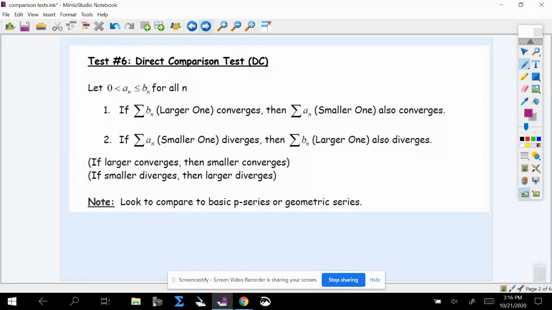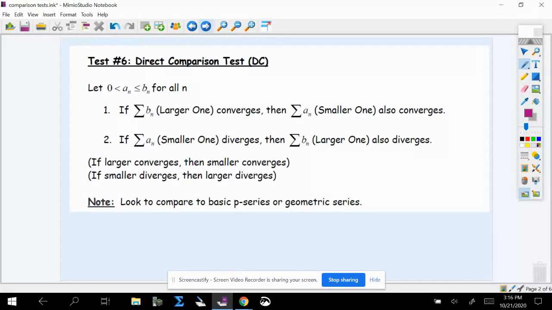We have 2 series. We have a series that's given, and then we have a comparison series. We're going to refer to the B sub n as the larger of the 2 series, and we will talk about how you tell if something's larger or smaller. And we're going to refer to the A sub n as being the smaller of the 2 series.